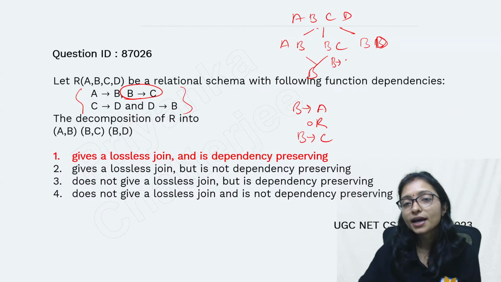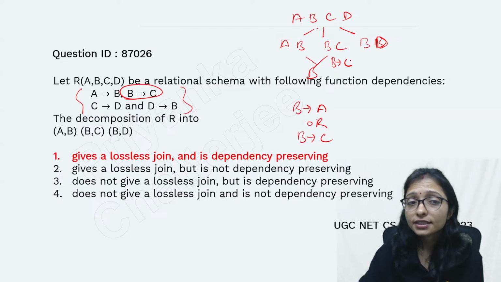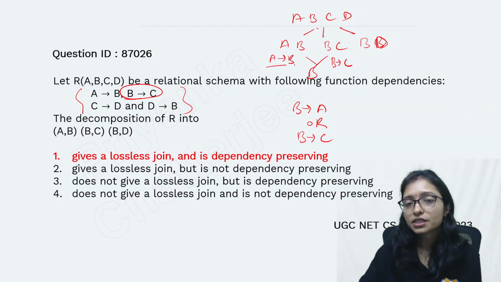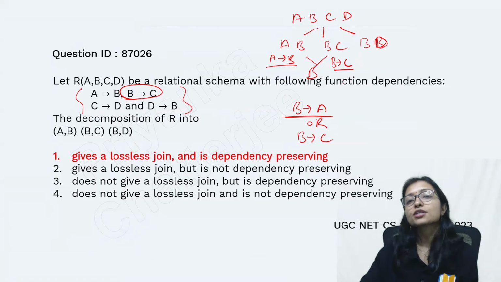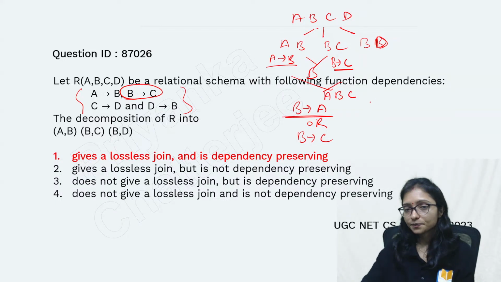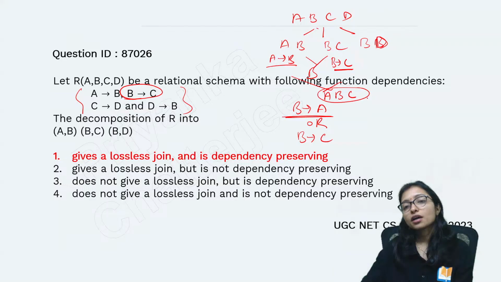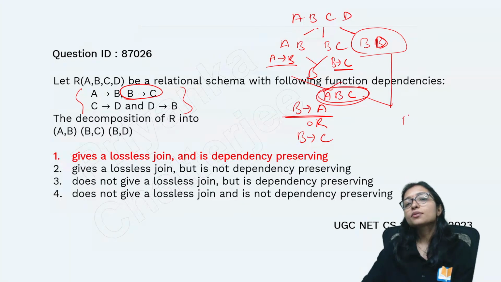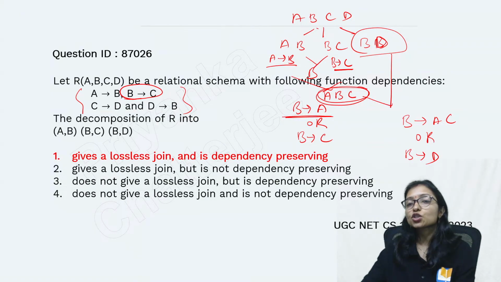Means here B implies C is present. And here A implies B is present, but B implies A is not present. But okay, B implies C is present. That's why you can join them together as ABC. You already joined them together. After that, again in between them, you can see this is BD and this is ABC. Common is B. Now you have to find out B implies AC or B implies D. Any one of them is present or not.